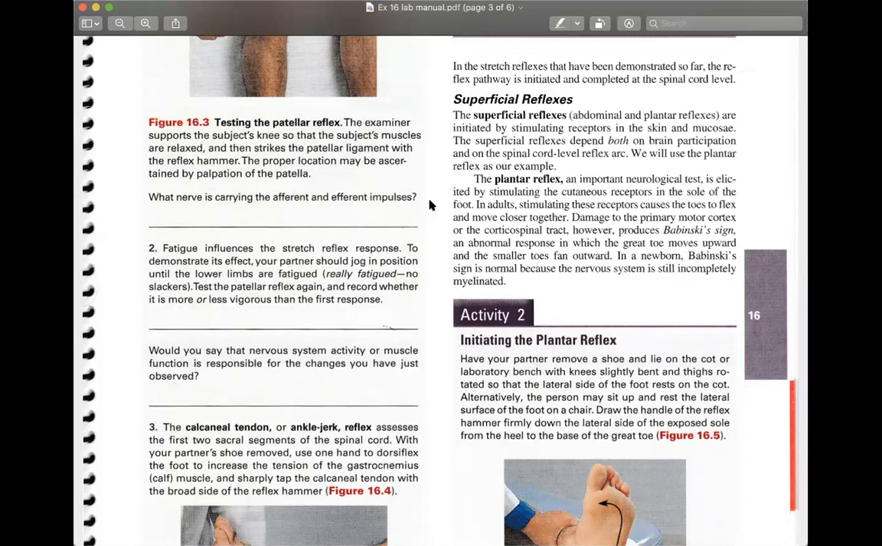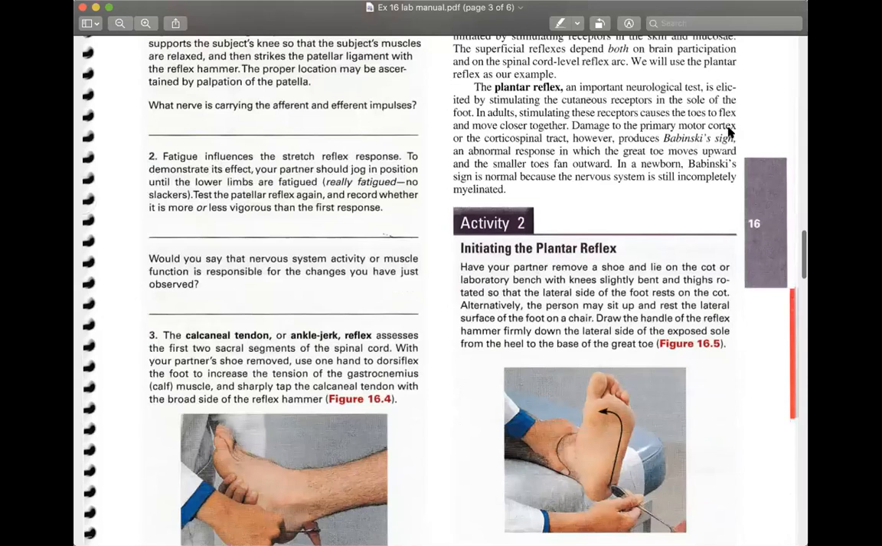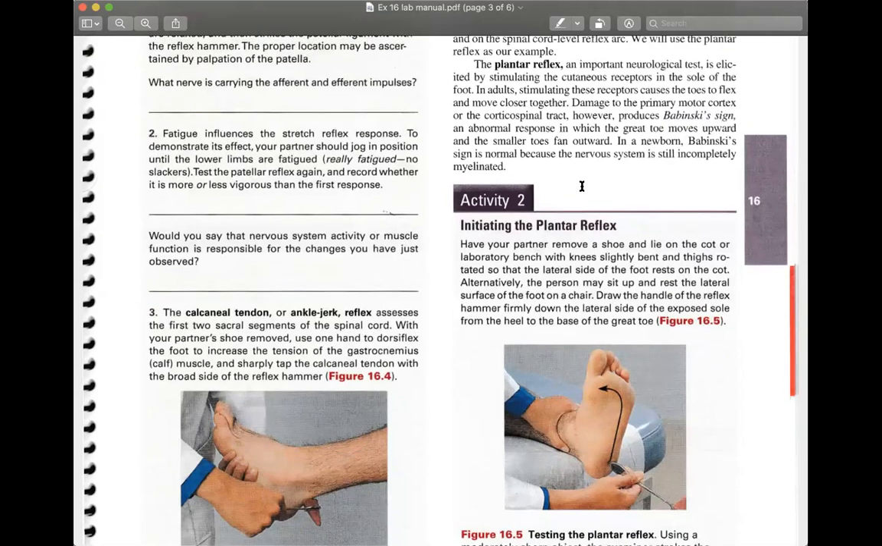Some other spinal reflexes: you have superficial reflexes, stimulated by receptors in the skin or mucosa. And the plantar reflex is a very interesting one. I want you guys to know this one. I will definitely ask a question about this. I always knew this as the Babinski reflex, but what they refer to as Babinski's sign. That is something that you see in babies, and it's an interesting thing. If you have kids later on, this is something I did with my firstborn. Every week or so, when he got about 6 months old, I would do a Babinski reflex just to see what his response was.